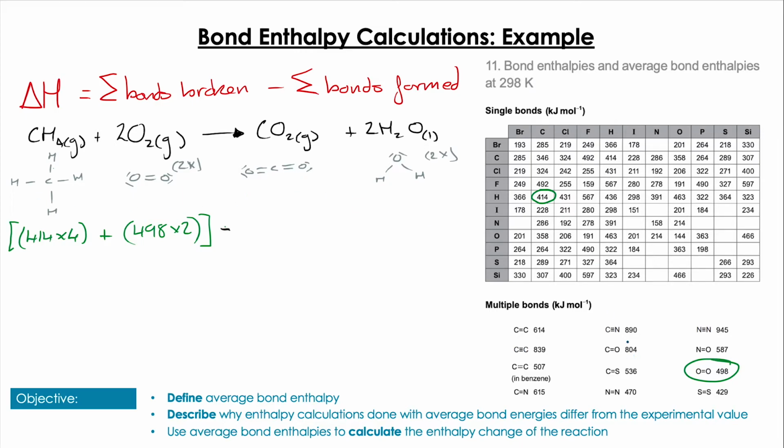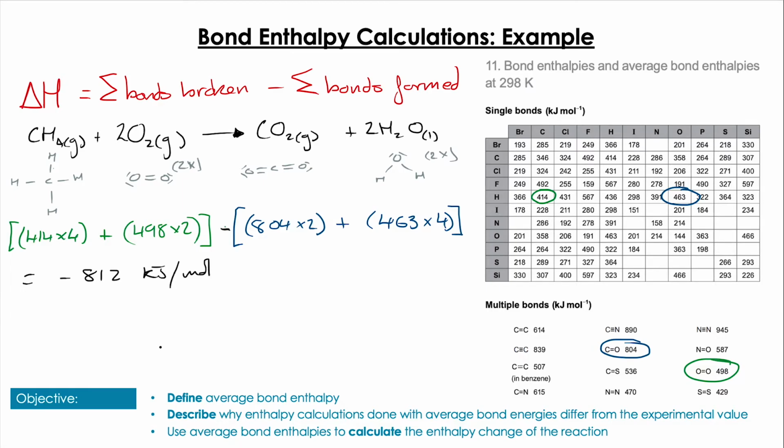So we've got C double bond O. That's 804. And there's 2 of those in that molecule. So we multiply that by 2. And we add that to oxygen-hydrogen bond, which there is 2 of. That's 463, and we're going to multiply that by 4 because there's 2 whole molecules. That's our bonds formed. Then we just resolve that, which gives us minus 812 kilojoules per mole.